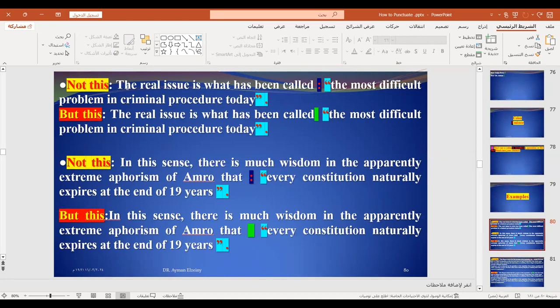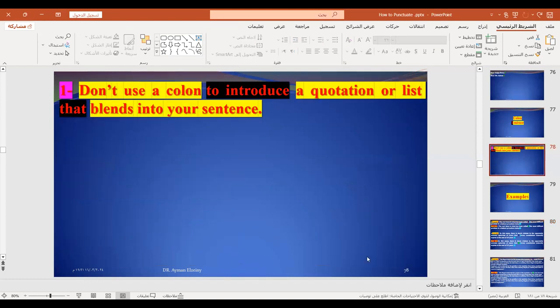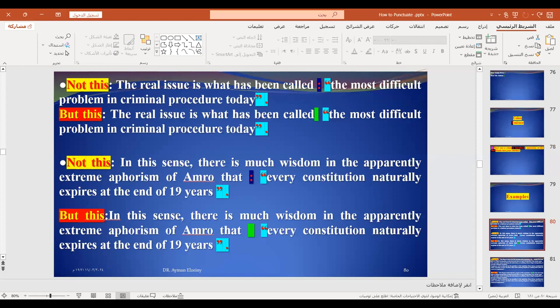when you want to write the following sentence: the real issue is what has been called the most difficult problem in criminal procedures today. We must not put a colon after "has been called", because the list, the latter list, blends into the sentence. Blends into the sentence.